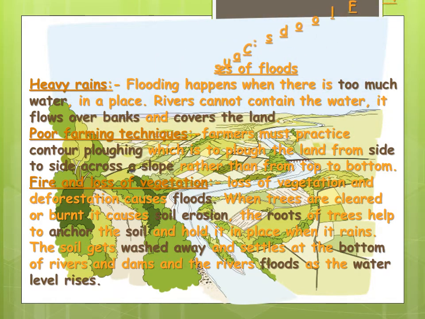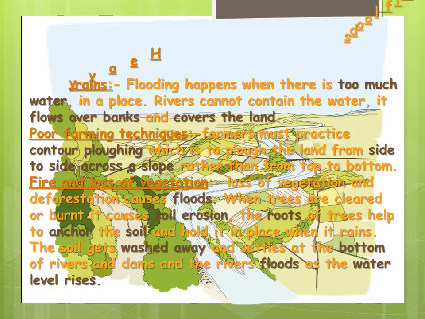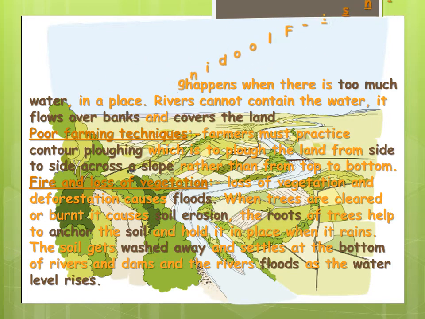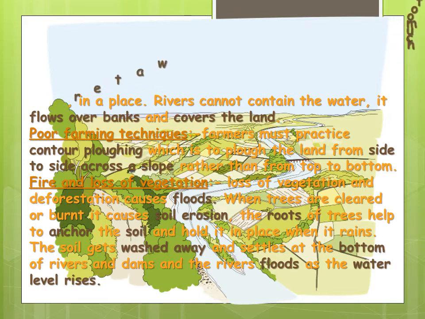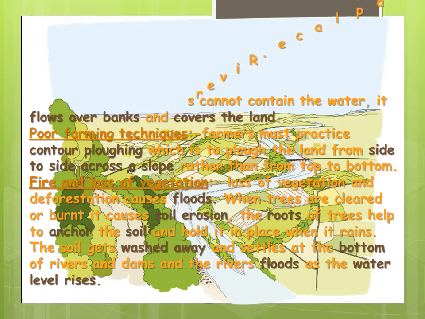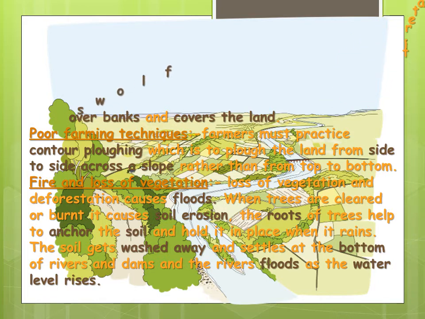Unit 4, the causes of floods. Heavy rains. Flooding happens when there is too much water in a place. Rivers cannot contain the water. It flows over the banks and covers the land.